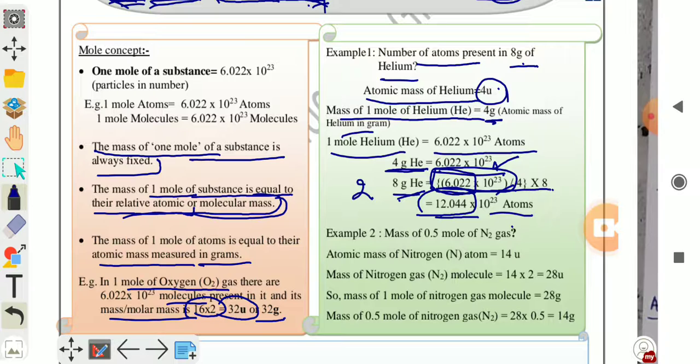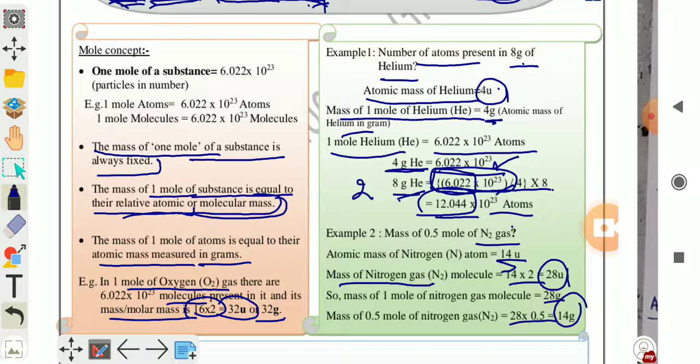Example 2, mass of 0.5 mole of nitrogen gas. So nitrogen gas का atomic mass, nitrogen की कितनी होती है? 14U. So mass of nitrogen gas will be, there are 2 atoms of nitrogen, so mass will be 14 into 2, 28U. So mass of 1 mole of nitrogen gas will be 28 gram. So mass of 0.5 mole will be 28 into 0.5. This will equal to 14 gram.